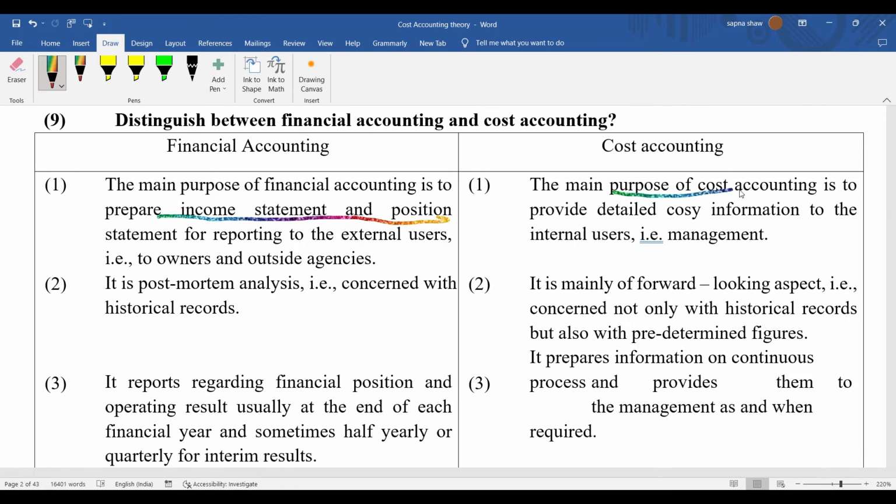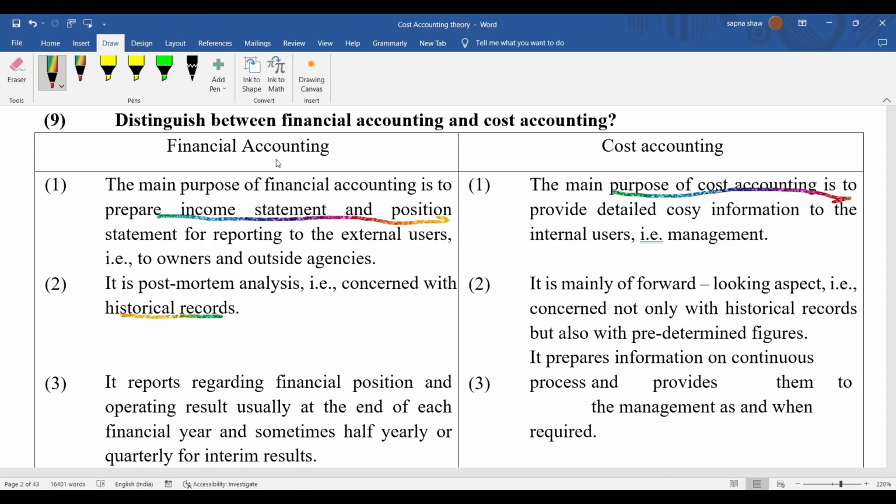The main purpose of cost accounting is to ascertain the cost of something, to decide the price of something, and to estimate the profit. This is the actual purpose of preparing cost accounting. Financial accounting is related to historical data.